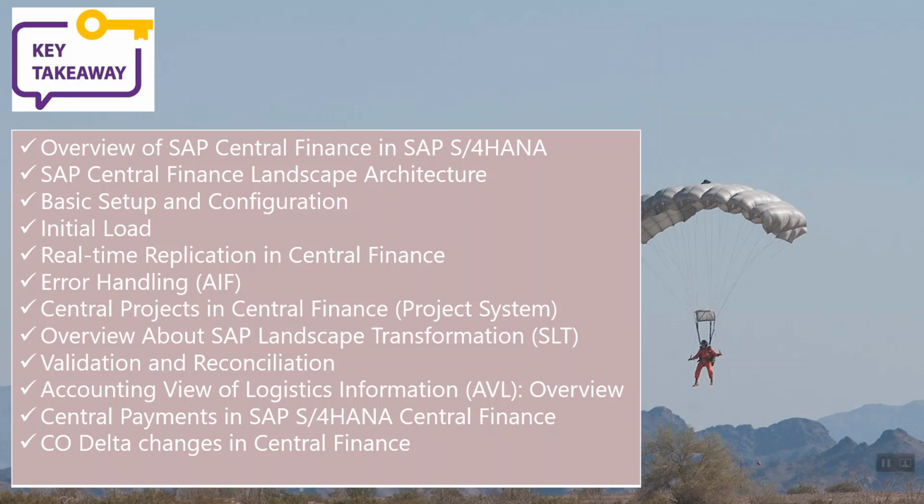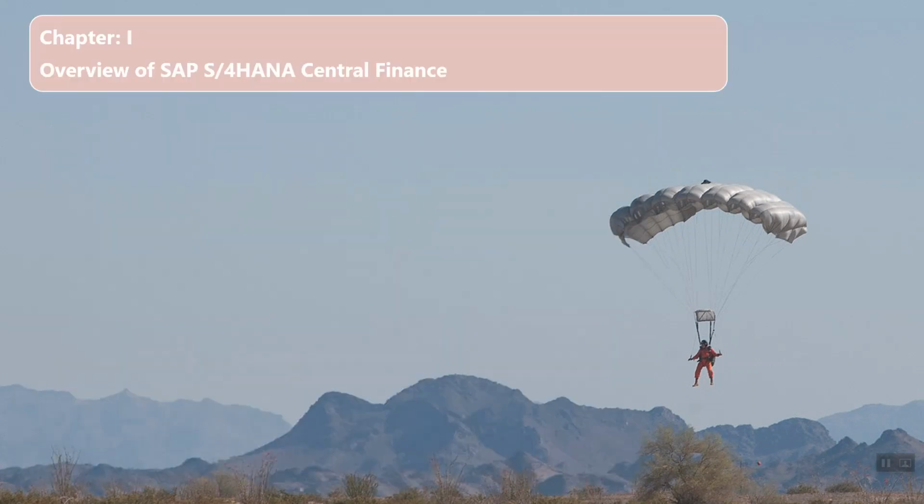Another important topic is accounting view of logistics, AVL. So all purchase and sales data, how to replicate into the CFIN system during initial load and real-time replication. Another important topic is central payments in SAP S4HANA Central Finance. And another important topic is what are the delta changes in controlling in Central Finance. So these are the high-level takeaways, and you are going to learn each topic in detail during our session. Now I have divided those topics chapter wise.